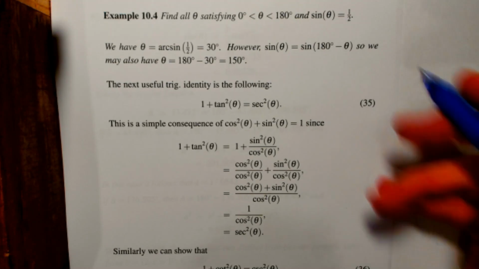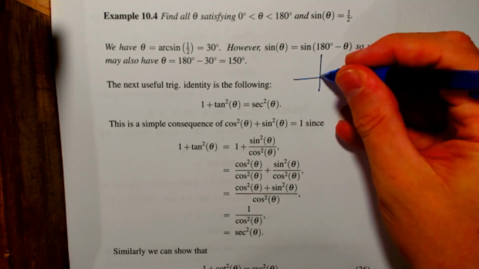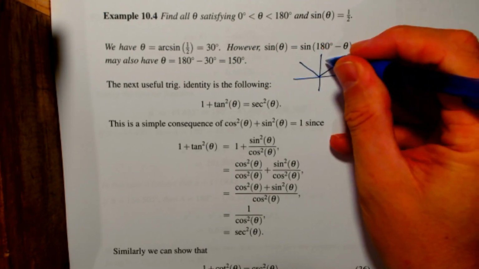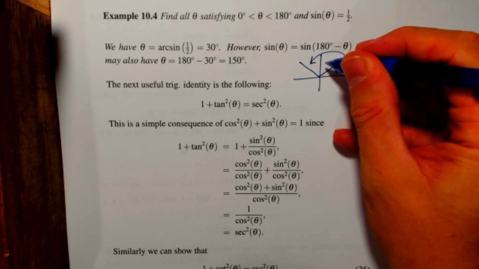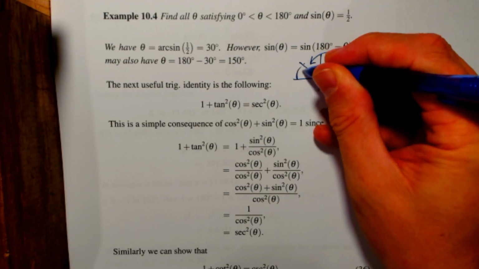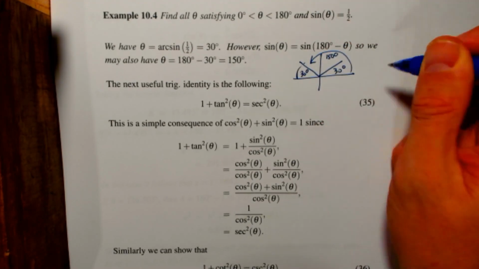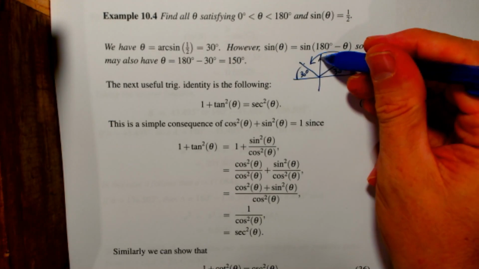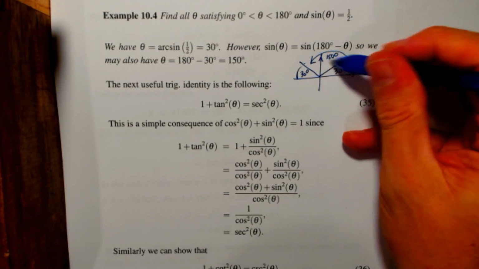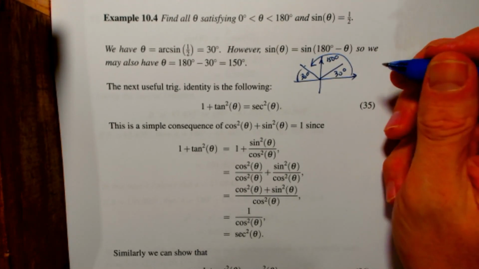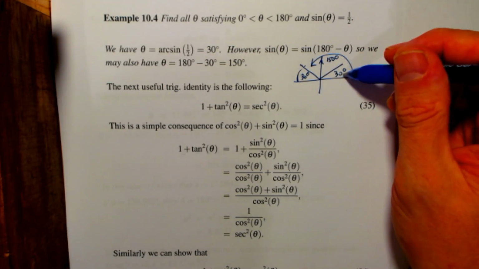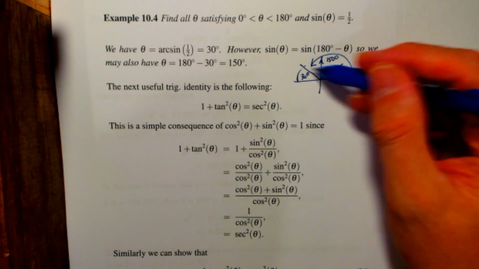And so I always like to draw a little diagram of this. So here we've got 30 degrees. But over here, if this is 150 degrees, then the angle from here to here is 30 degrees, in exact symmetry about the y-axis. So 180 minus 30 is 150 degrees. And we see that we would get the same sine ratios for these two triangles.